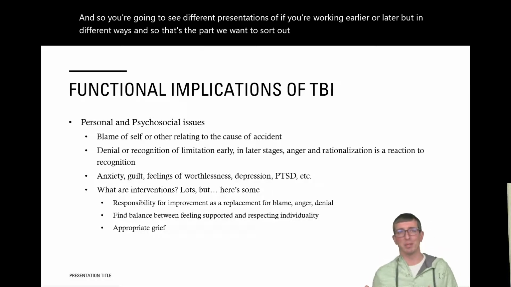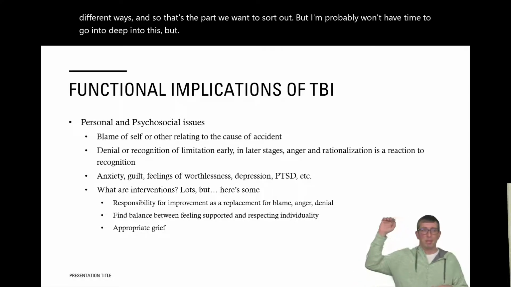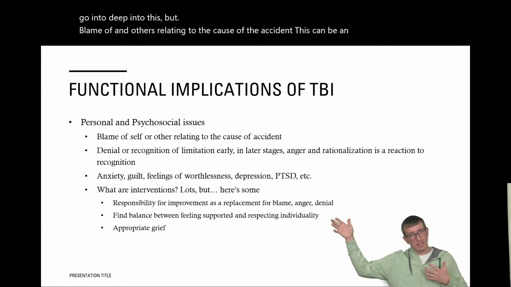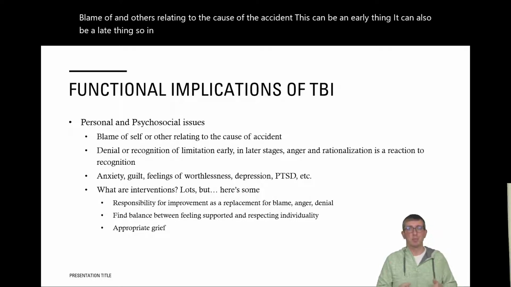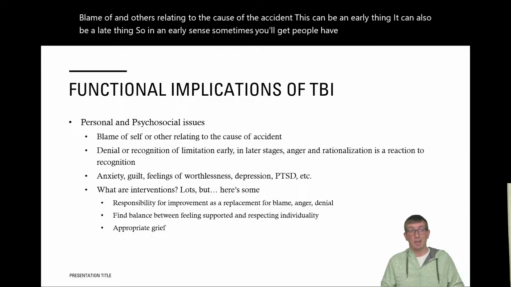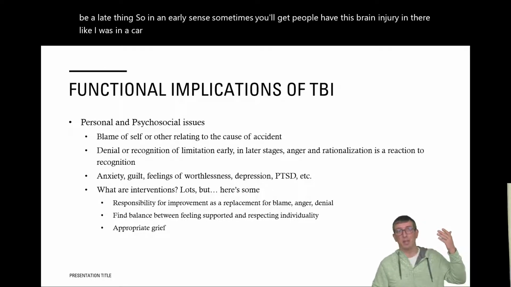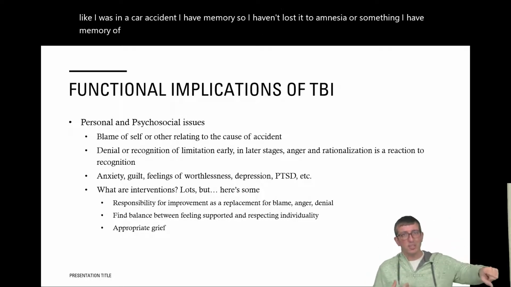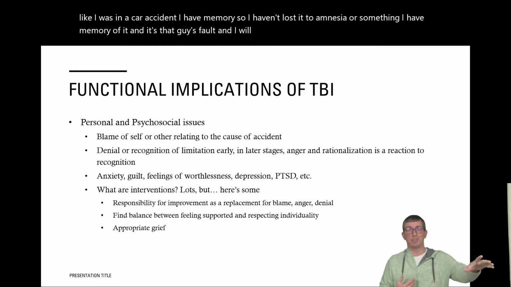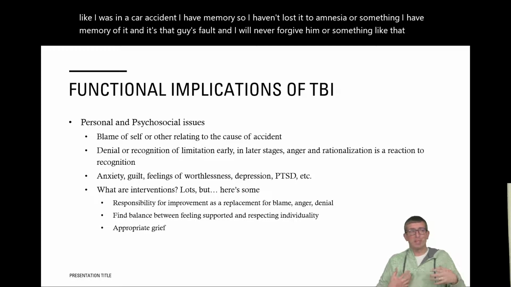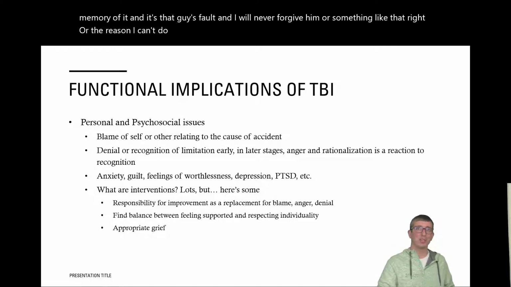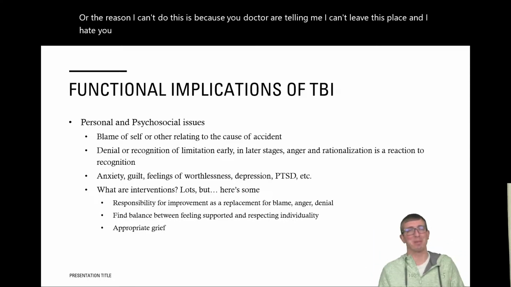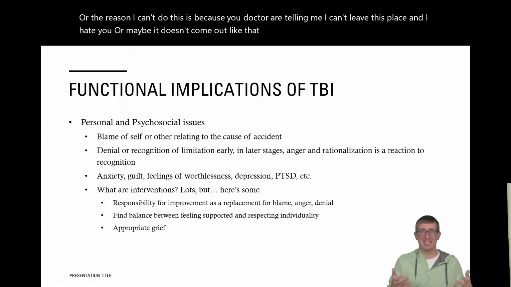We probably won't have time to go too deep into this, but blame of self and others relating to the cause of the accident can be an early thing. It can also be a late thing. In an early sense, sometimes you'll get people who have this brain injury and say, I was in a car accident. I have memory of it, I haven't lost it to amnesia, and it's that guy's fault, and I will never forgive him. Or, the reason I can't do this is because you, doctor, are telling me I can't leave this place, and I hate you. Maybe it doesn't come out like that, but you get the idea.